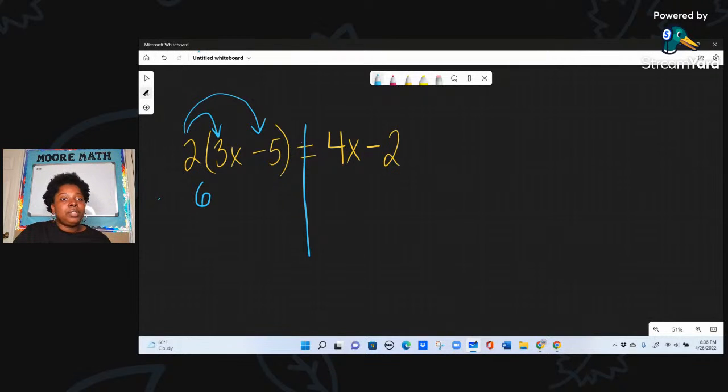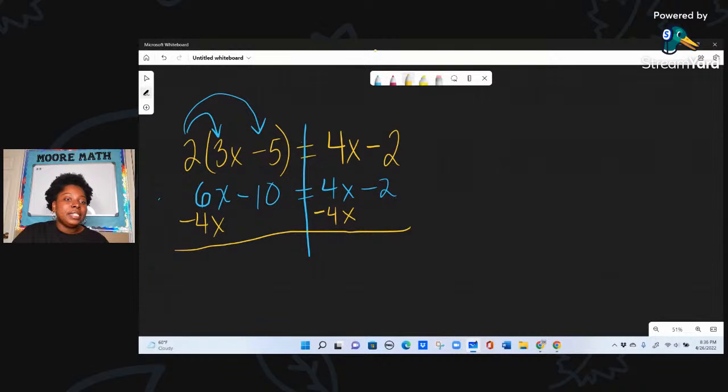So 2 times 3x, 2 times 3 is 6. Bring that x on down. And 2 times -5 is -10. Now my left side looks like the right side, and we're going to do the same exact thing we did before. Let's move this 4x again because it's bigger. So I'm going to subtract 4x on both sides.